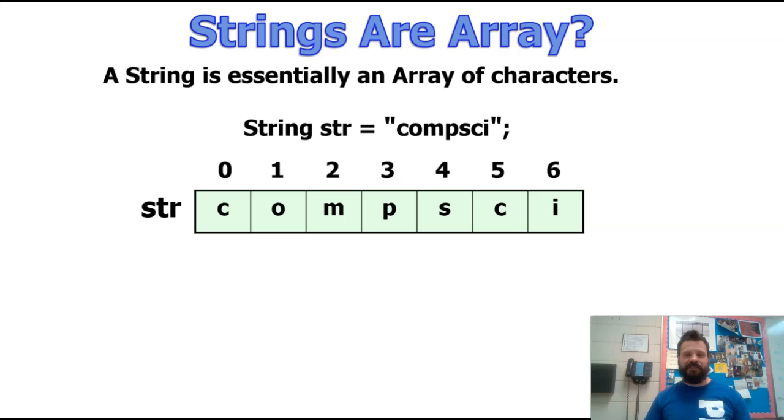Now, we've been dealing with arrays all along as we've been talking about strings throughout the course. A string is essentially an array of characters. When I make this storage, String str gets "comp sci", it's storing those individual characters in an array with the same type of indices. So working with arrays is going to be very similar to a lot of the work we've done with strings so far in the course.